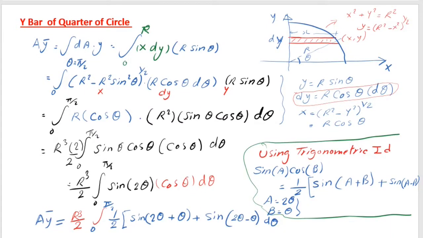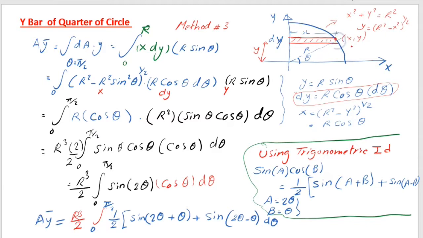Hello, in this lesson we are going to get the expression of y bar of a quarter of a circle by using this method, which we call method number 3, by using a horizontal strip parallel to the x-axis. Our strip this time, the length will be x and the height will be dy, and the distance is y from the x-axis.